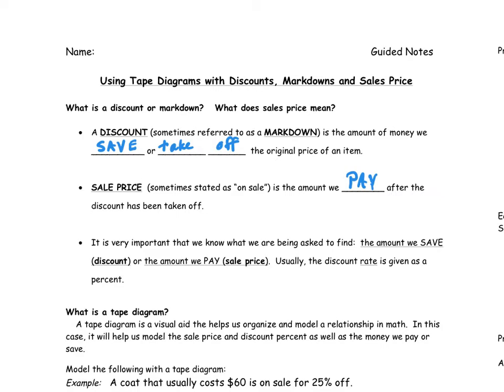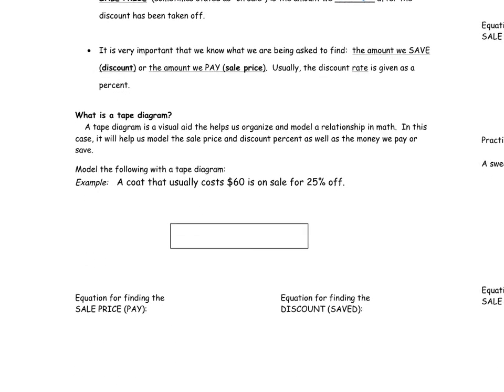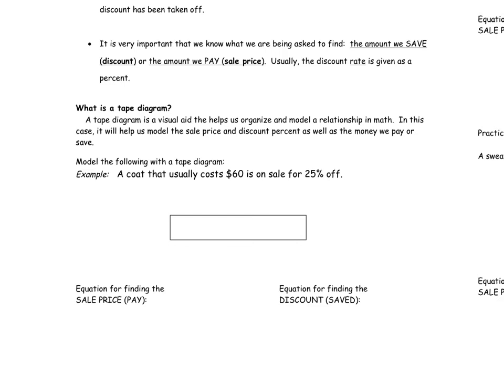So we're going to use what's called a tape diagram. Well, what is a tape diagram? A tape diagram is a visual aid that helps us organize and model a relationship in math. In this case, it's going to help us model the sales price and discount percent as well as the money we pay or save. So we're going to model the following with a tape diagram, and here's our example. A coat that usually costs $60 is on sale for 25% off.